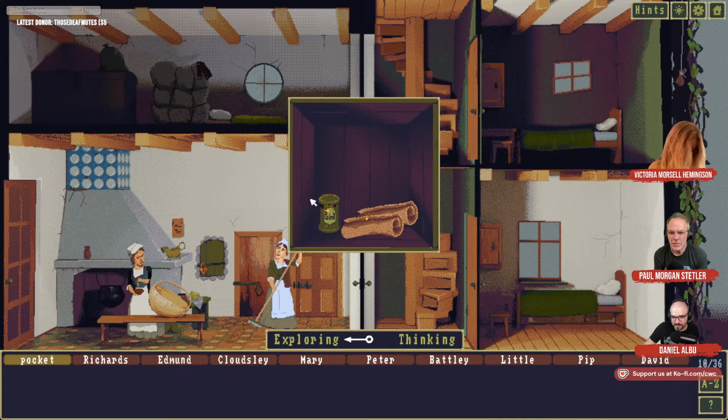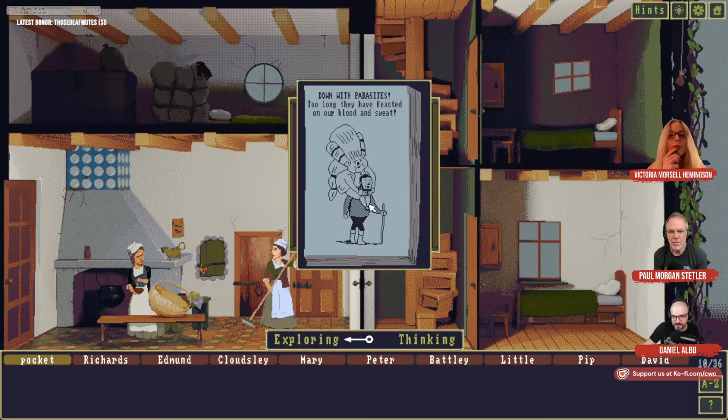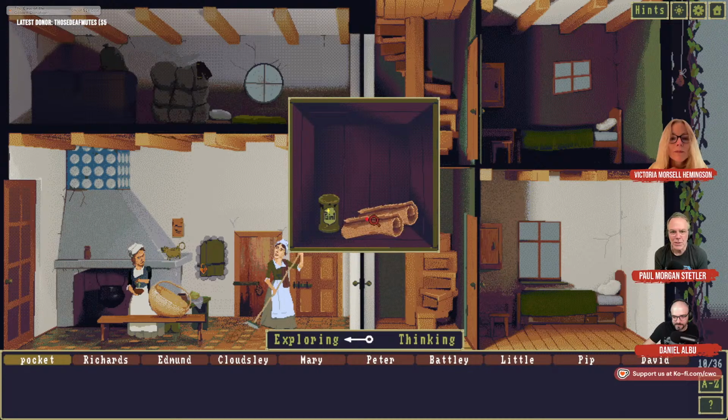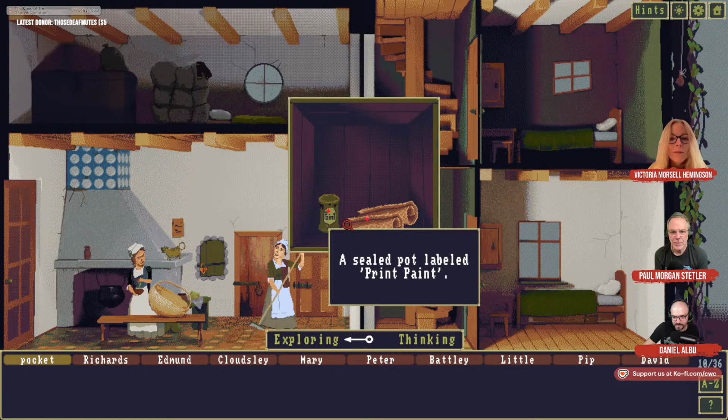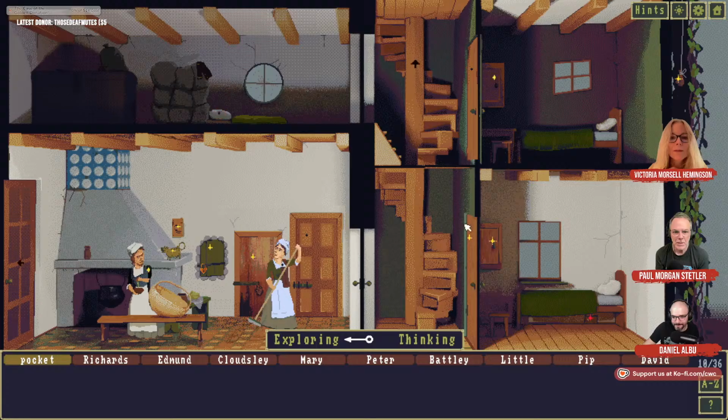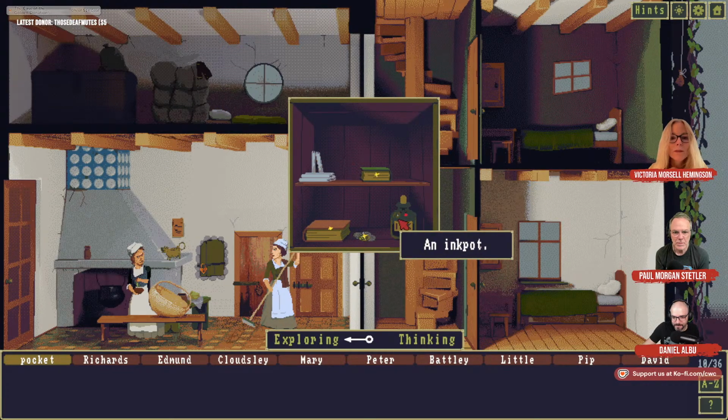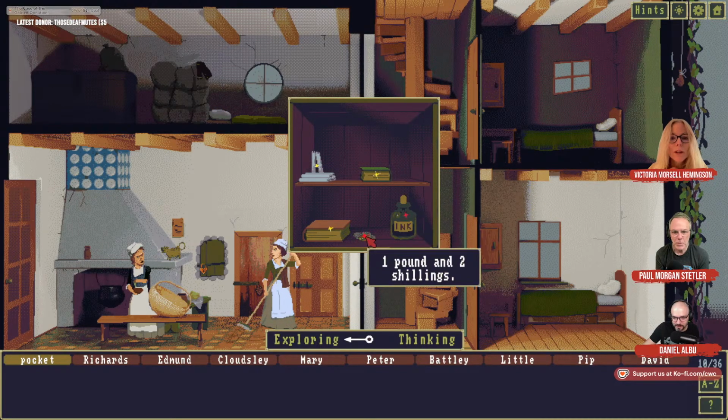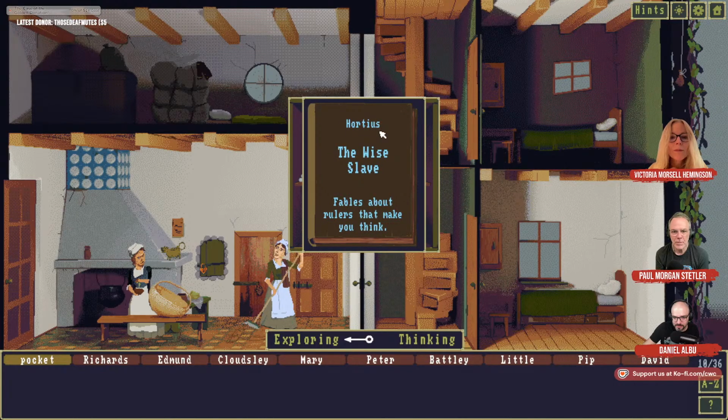Let's start this. Down with parasites, too long they have feasted on our blood and sweat. I agree. Sealed pot labeled print paint. An ink pot. 1 pound and 2 shillings. The Wise Slave. Fables about rulers that make you think.